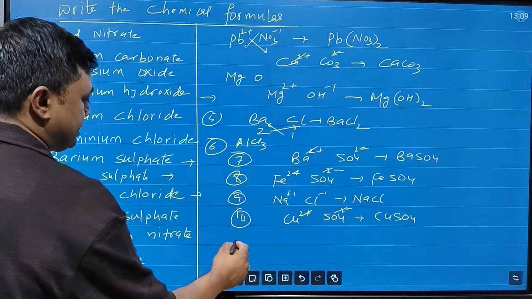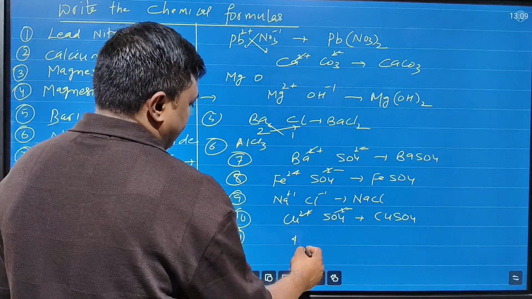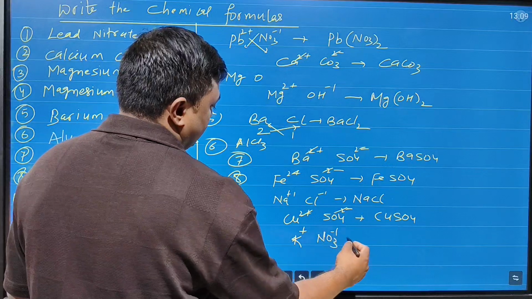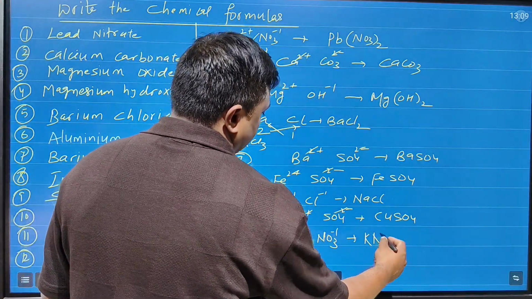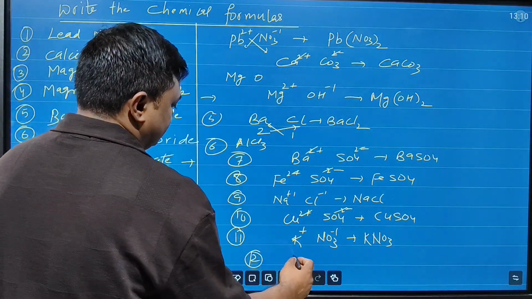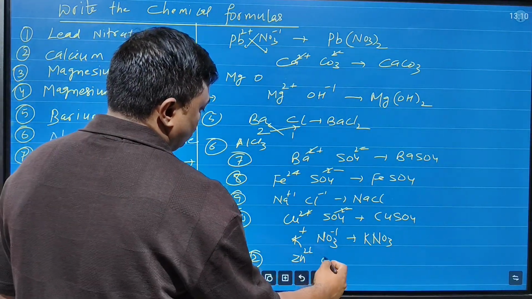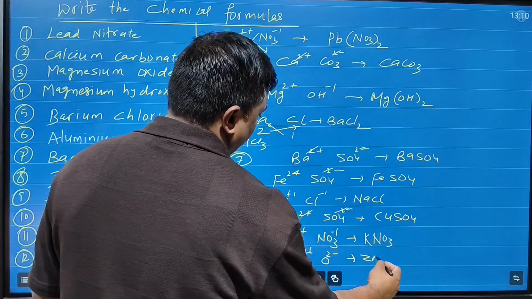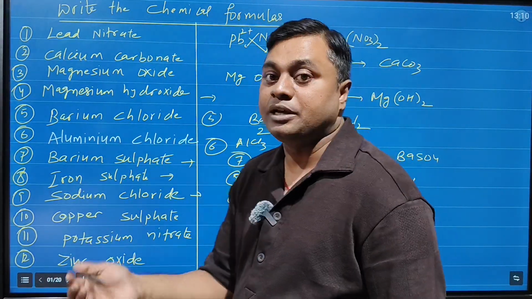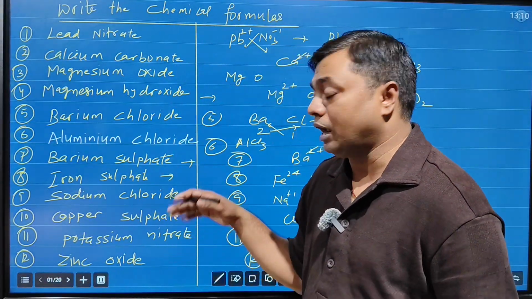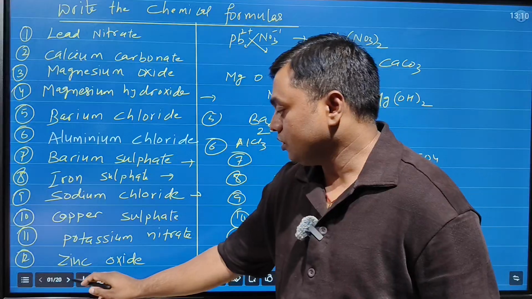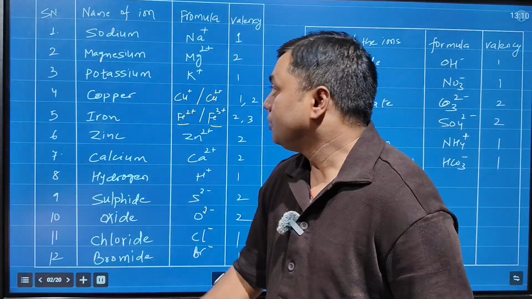Yes or no? Potassium nitrate. Potassium is what? K plus, nitrate is what? NO3 minus 1, right? So the formula is what? KNO3. Okay. Zinc oxide. Zn, zinc, Zn 2 plus, oxygen 2 minus, right? So it is what? ZnO. Okay, these are the chemicals which will be used in these chemical reactions and equations. So you must know and practice once. Then the chapter becomes easy for you. Now let's start the chapter.